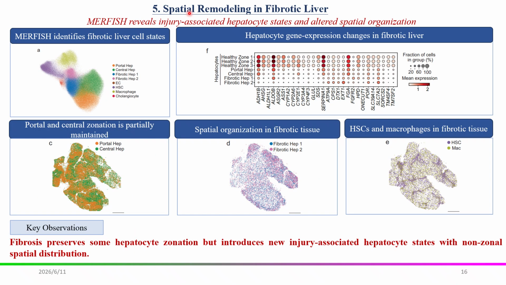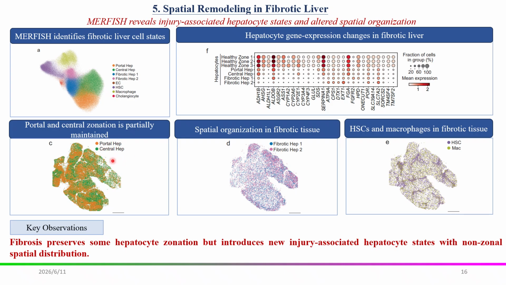This slide shows what happens in fibrotic liver based on MERFISH spatial data. In panel A, the authors identify different cell states in fibrotic liver. The important hepatocyte groups are portal hep, central hep, fibrotic hep 1, and fibrotic hep 2. In panel C, portal and central hepatocytes still show some spatial zonation. This means fibrosis does not completely destroy normal liver organization.